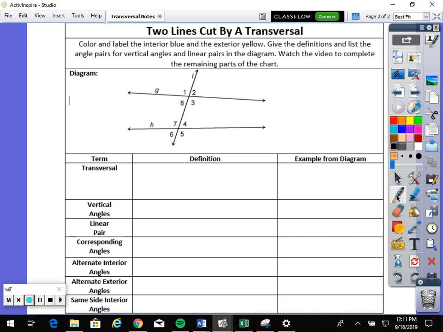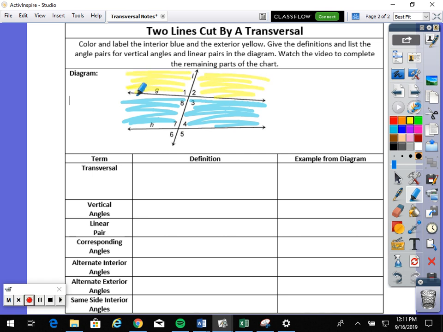So the first thing we were going to do is color the interior blue, so I'm just going to use my little highlight tool and color the inside blue right here and right here, and then the outside yellow. So this is yellow. If you don't have this done in your journal, please make sure it's done. Okay, and then we're going to label the interior and the exterior. So inside, in between the two lines, is the interior, and then outside is the exterior. And I'm just going to label both top and bottom so you can see.